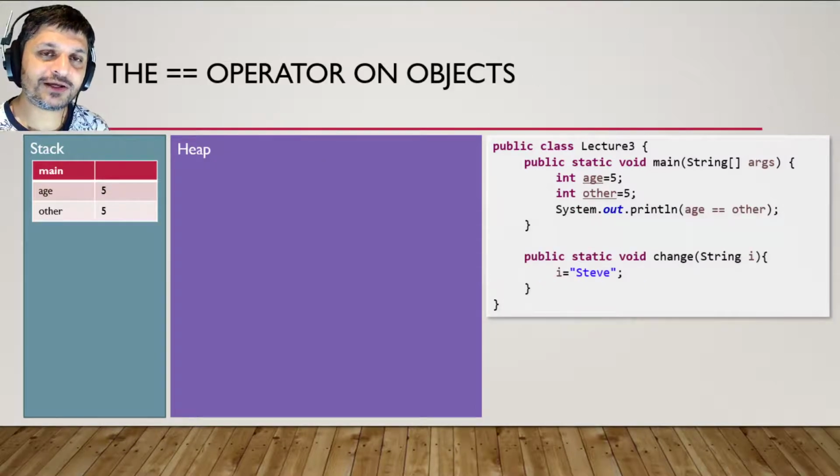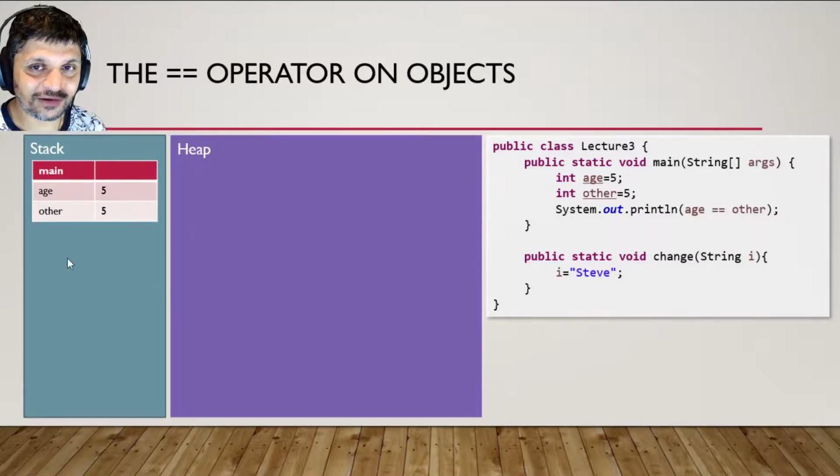Okay. Now, another interesting thing is the double equals operator, right? You guys know what it does. It does comparison. Interestingly, what it does is comparisons of variables on the stack, particularly on the stack. So let's look at this code. If I say int age equals 5, int other equals 5, and then System.out.println age == other, I'm comparing the two values because primitives are stored as values, and 5 is equal to 5, so I get true.